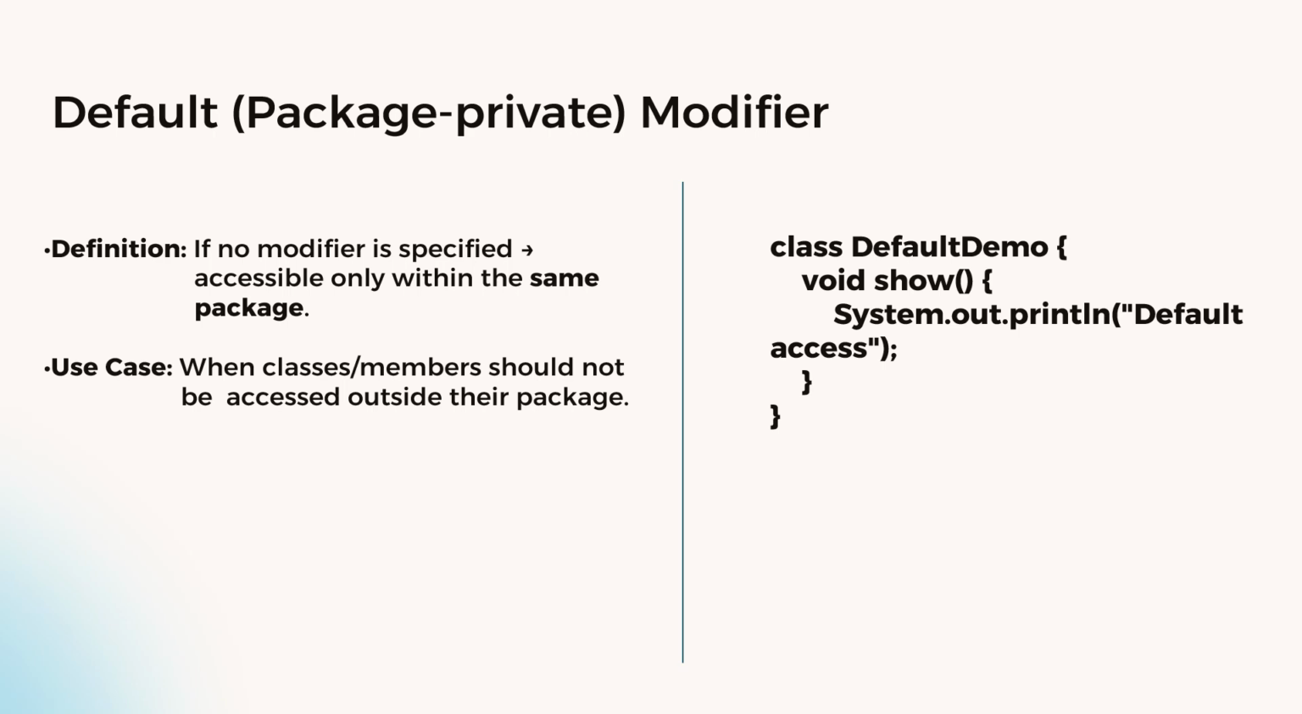As a result, only classes that are also in the same package as default demo can create an instance of it and call the show method. If you try to access it from a different package, you will get a compiler error. This is useful for helper classes or methods that are only relevant to the inner workings of a specific package.